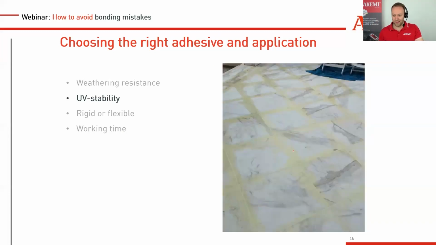I think there are no words for this. White Carrara where a product was used which is not UV stable. You see the joints, you see the yellow patches all over the place. Even grinding and polishing here afterwards will not solve the problem. The joint will still look quite yellowish. So this was definitely not the right choice.